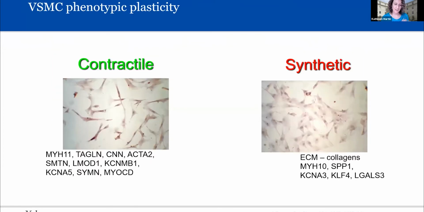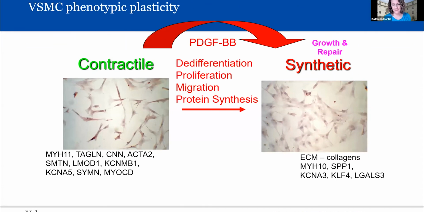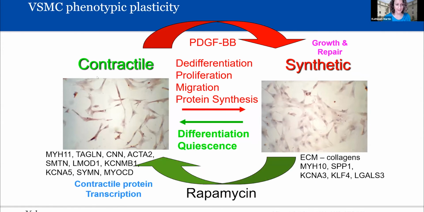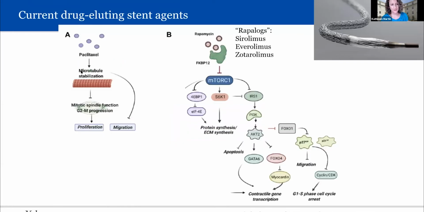And these images are actually from our initial study where we showed that in the dedifferentiated state in culture, the default is for smooth muscle cells in growth factors to assume this synthetic phenotype. These are actually cells that we treated with rapamycin and could induce this beautiful differentiated morphology. And this happens at the level of contractile protein transcription. So another major drug-eluting stent agent is paclitaxel, that works by inhibiting microtubules to prevent proliferation and migration.